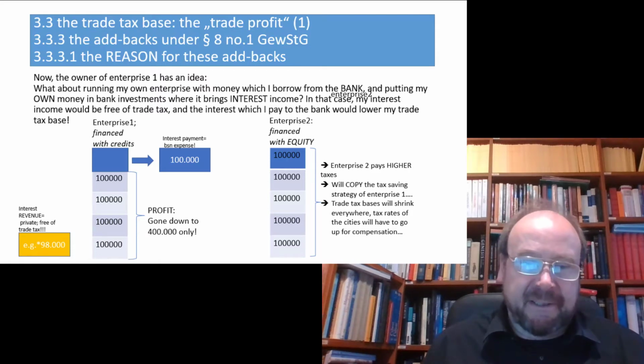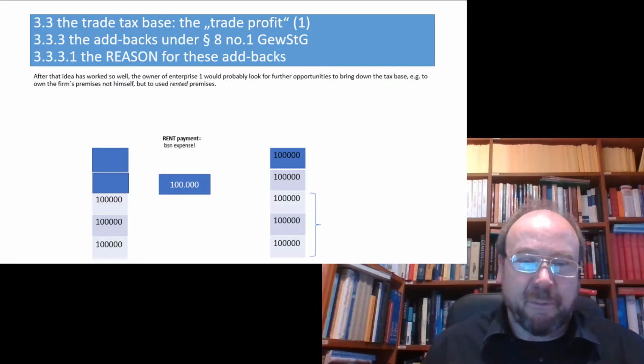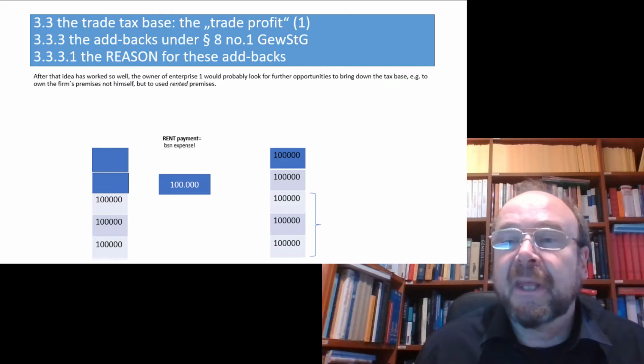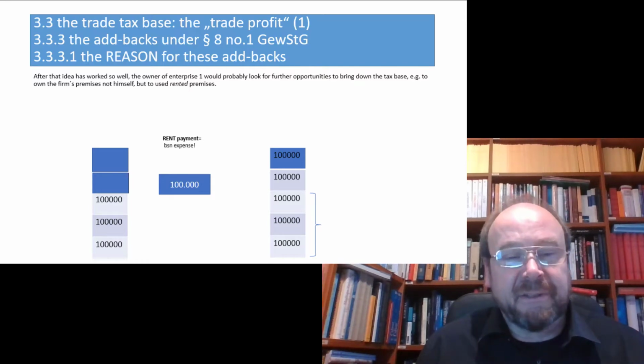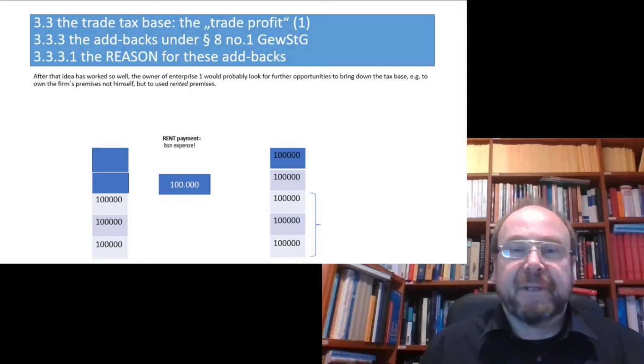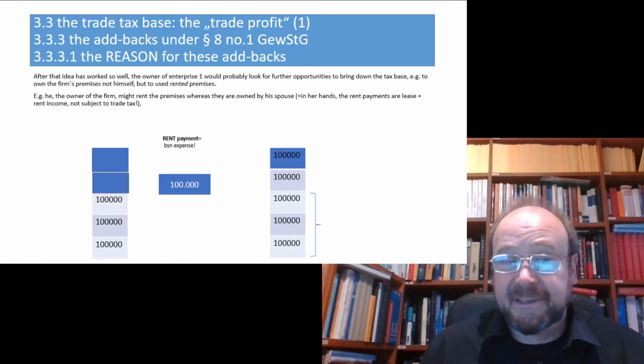Now, after that, probably the tax rates go up, and now enterprise owner 1 again is clever and has an idea. What can I do in order to lower my trade profit? Well, let's talk about premises, buildings. Up to now, I used my own buildings. Now I sell them to my wife or my spouse or to whomever, and later pay a rent to be able to use them. In that case, the rent is a business expense.